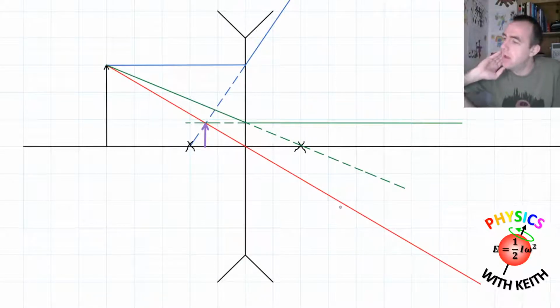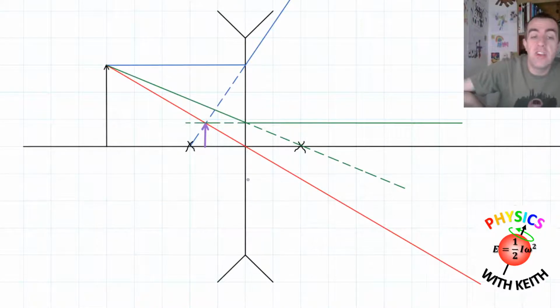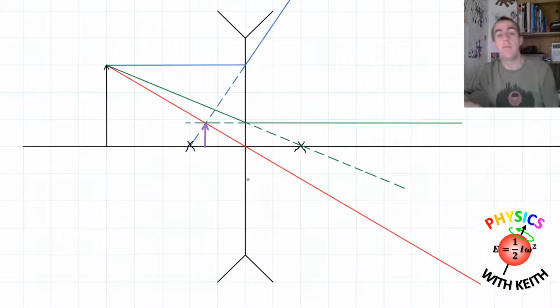And the way of measuring the magnification is the same. Image height divided by object height is the magnification, although this one would technically be negative because it's the right way up, although you wouldn't be marked down in a GCSE exam for forgetting that.